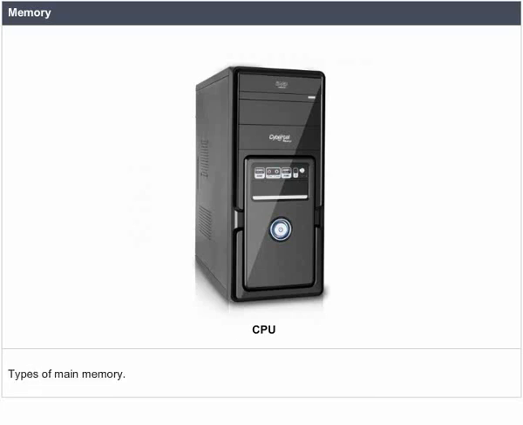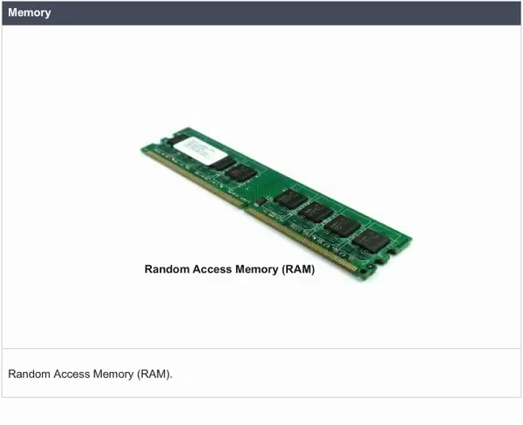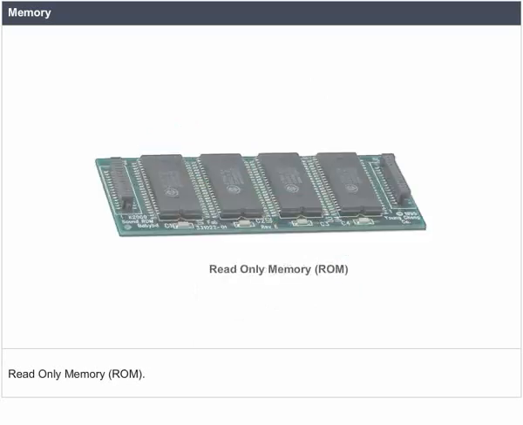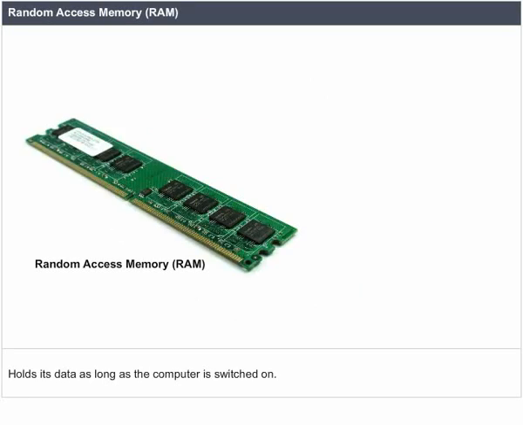Types of main memory. There are 2 types of main memory: random access memory, RAM, and read-only memory, ROM. Random access memory, RAM, holds its data as long as the computer is switched on. All data in RAM is lost when the computer is switched off.